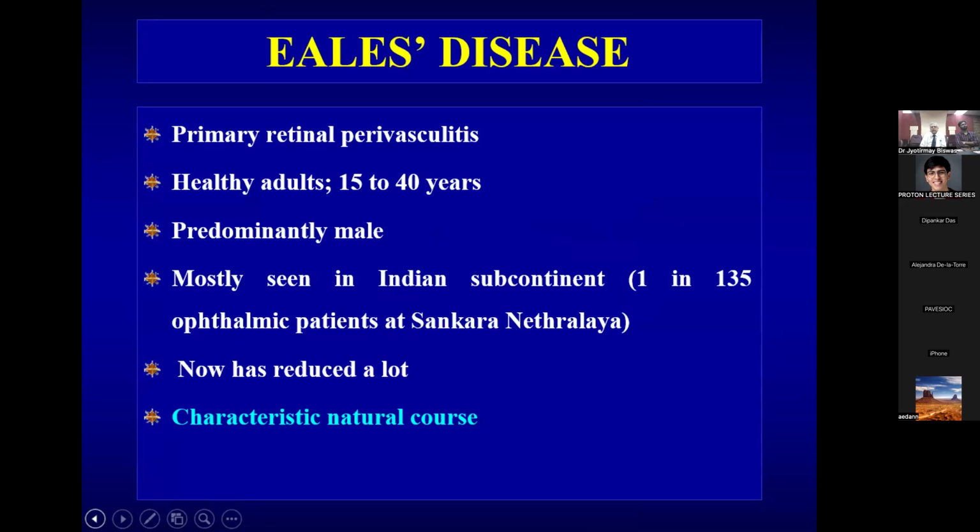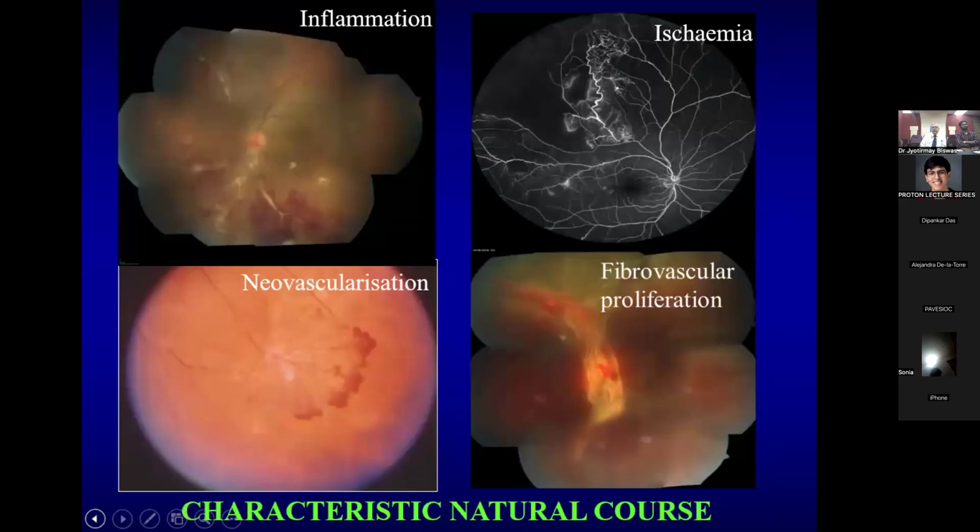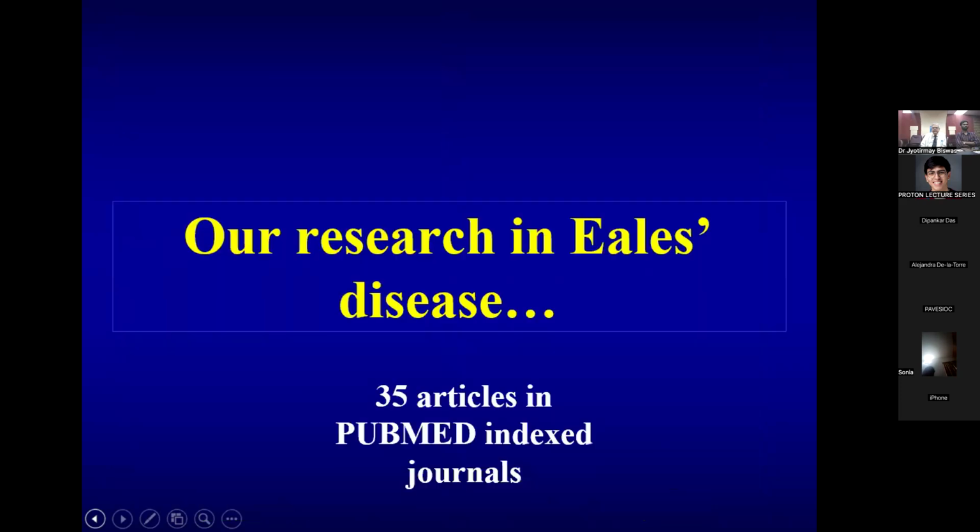Eales disease is one of the primary retinal perivasculitides, but our recent research showed that it is associated with Mycobacterium tuberculosis DNA. It's seen in adults between 15 and 40 years, predominantly male, mostly in the Indian subcontinent. We used to see 1 in 135 ophthalmic patients at Sankara Nethralaya. Now it has reduced a lot. It has a characteristic natural course which starts with inflammation leading to ischemia, neovascularization, and fibrovascular proliferation, leading to complications like vitreous hemorrhage, tractional retinal detachment, etc.